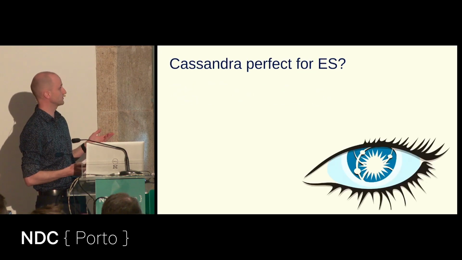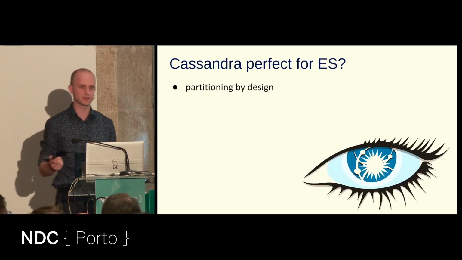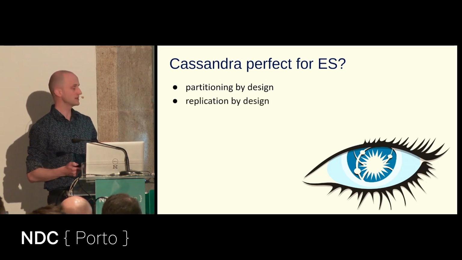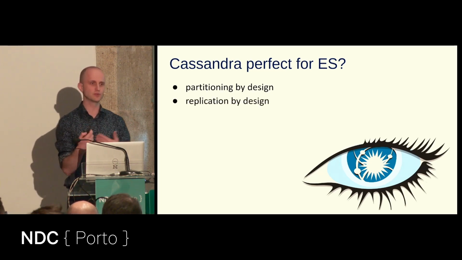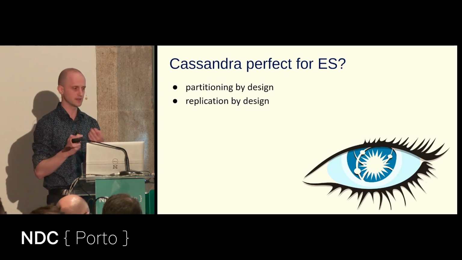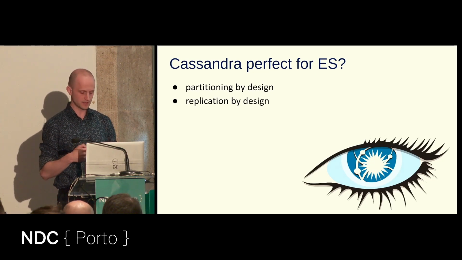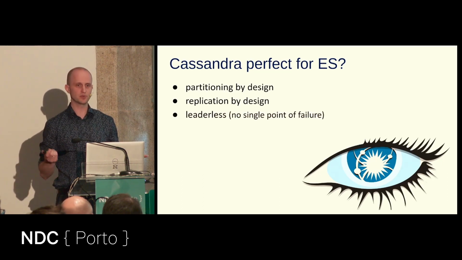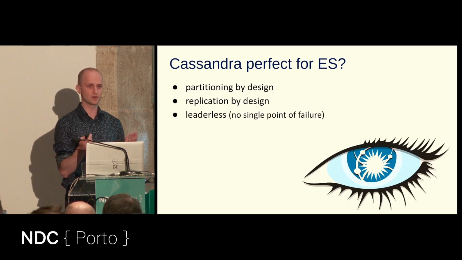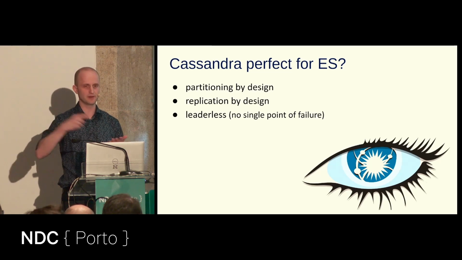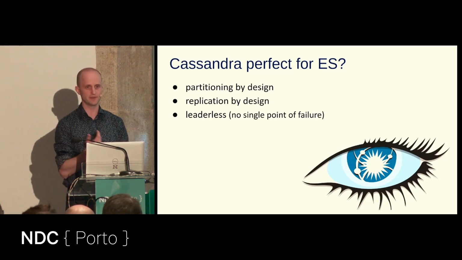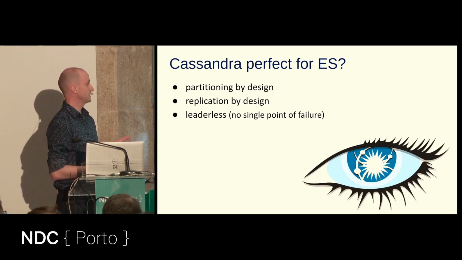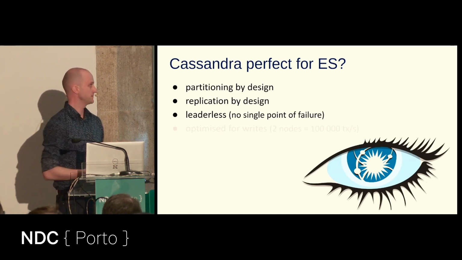Why? Because with Cassandra, you will get partitioning by design, so your data will be spread across all nodes in the cluster. You will get replication by design. In case of some node failure, you will always be able to read your events from a different node. Leaderless architecture, no single point of failure. In comparison to Mongo, where you have a classic leader-follower architecture, and in case of leader failure, strange things could happen. Here, any node can handle any query.